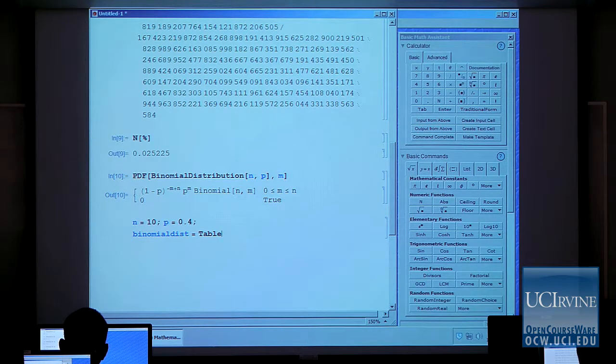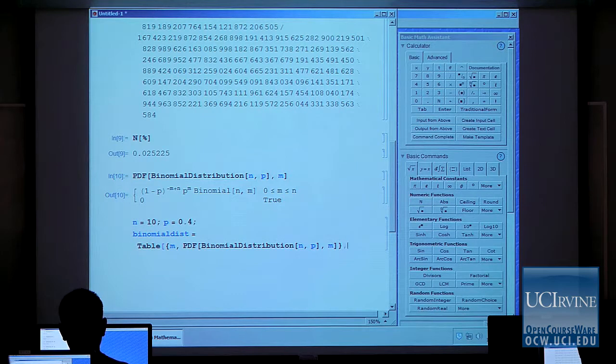And then I'm going to tabulate this as a function of m. So what I want to do is Table, curly bracket, m, and then we can mouse this in, and put a curly. And then we just have to specify the range of m. So m can range from 0 successes to 10 successes. So we could say m goes from 0 to n. And I'll just put a semicolon there. And then we'll plot the thing. It's evaluated at discrete values of m. We're making a table of discrete numbers here, so we should use ListPlot, binomialDist.